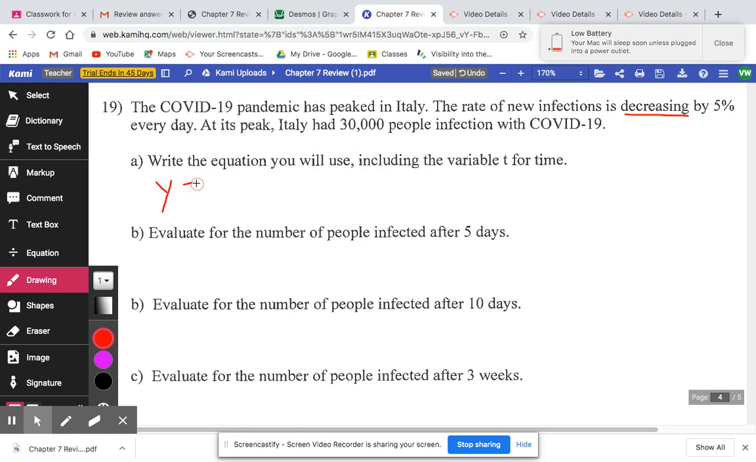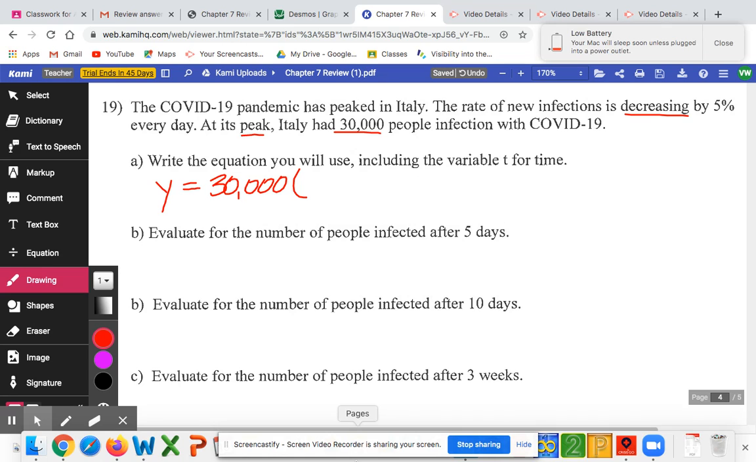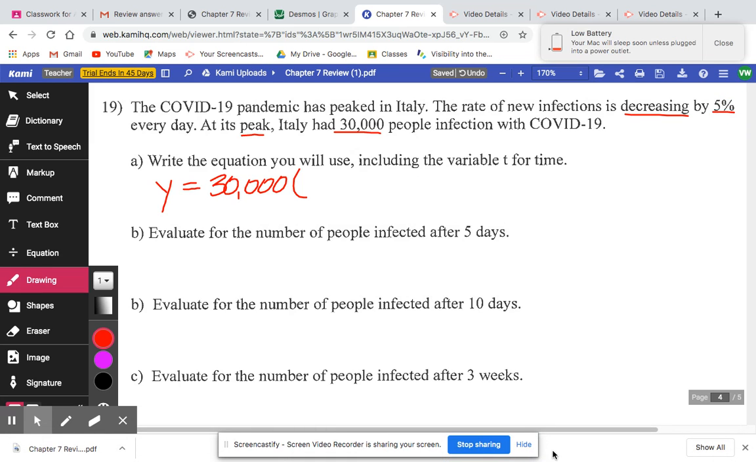So I need to start with the peak, which was 30,000 people. So 30,000 times. Now we need to figure out what goes in the parentheses. That's our rate. That's our decay rate. It's decreasing by 5%. So that's 1 minus 0.05, which is 0.95. So in the parentheses, I put 0.95. And here we say our variable is t. So that's the equation we're going to use for the rest of the problem here.